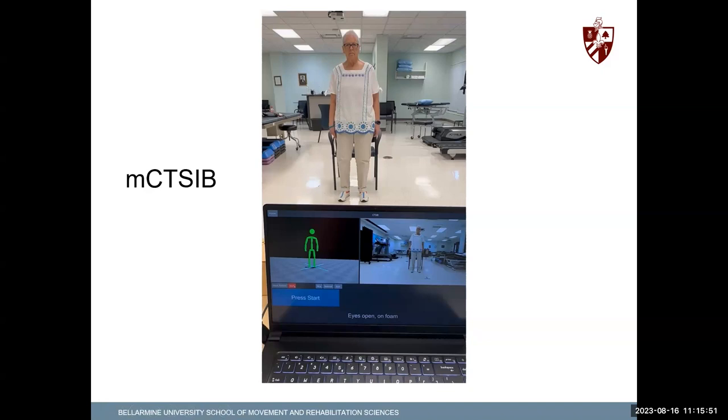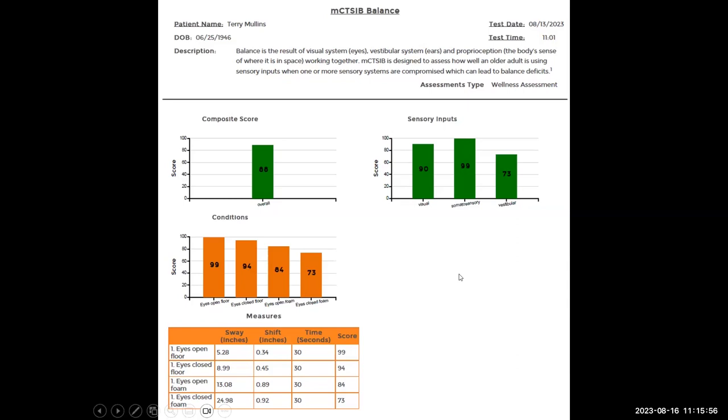So here is the printout from her results on the modified CTSIB. Comparing to traditional administration of this tool, I would have scored as a clinician good, fair, or poor, how their performance was in each of these measurements. Instead, with the VTS balance system, I'm able to get discrete data points that measure the amount of sway and shift that each individual had, as well as the time in seconds they were able to maintain that position.